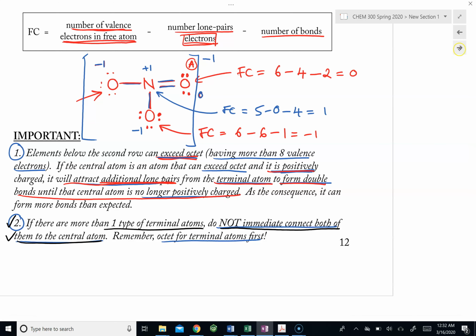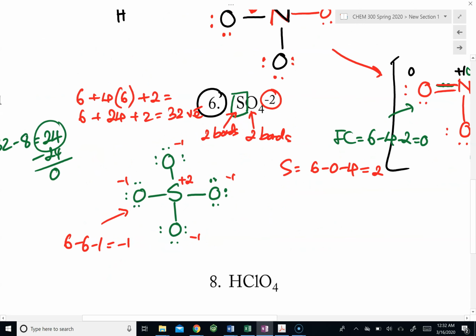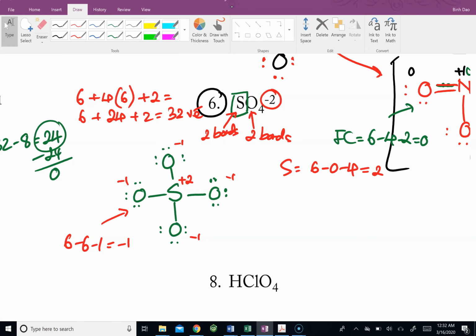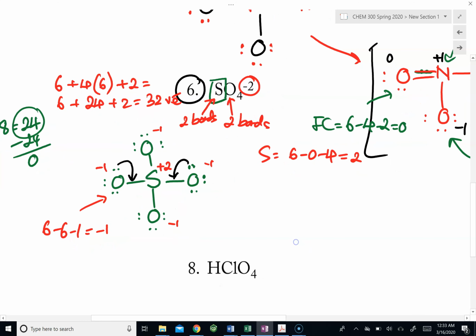So how does that work out in this example? Here, because the sulfur is positive 2, that basically means it needs 2 lone pairs of electrons to move toward it to form 2 more double bonds. In this case, we're going to take one from this oxygen and the other one from this oxygen, or any of these oxygens would still be the same thing, but we need to form two double bonds to this sulfur.